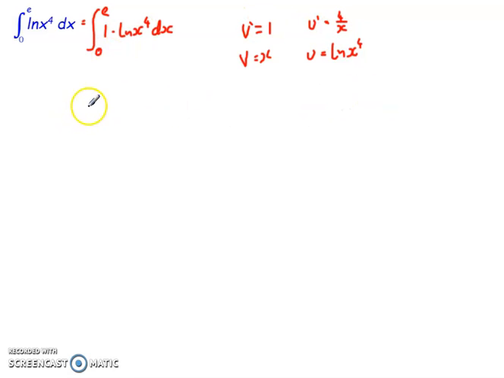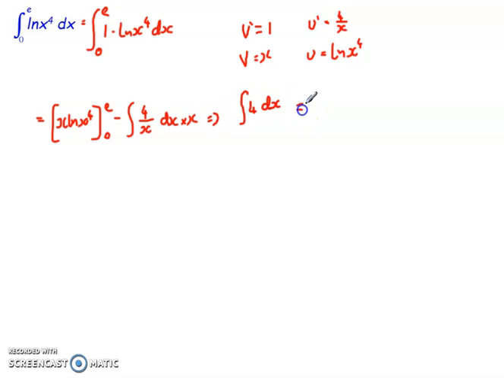So now if I plug it all together, it's going to be vu, so x times ln of x to the power of 4, within my limits of 0 to e, take away the integral of 4 over x dx times x. Now the x and the x there cancel out, so that second part just becomes the integral of 4 dx, which is quite nice, in that it's just 4x.